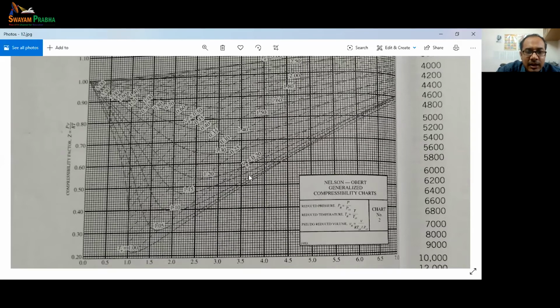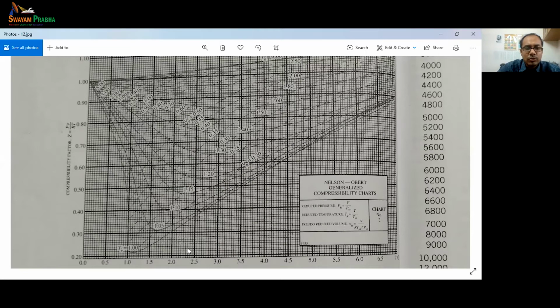And on the other hand, we have another set of lines like this. Here it will be easier. We have certain lines like this. These are for different VR. Can you see it here? VR, which is reduced volume, we call it pseudo reduced volume, which we will use in the next problem, not this problem. But let's see that these lines are there. VR equal to 0.20. So these lines are all for different VR. Like this is VR equal to 0.5, this is VR equal to 0.6, and so on.